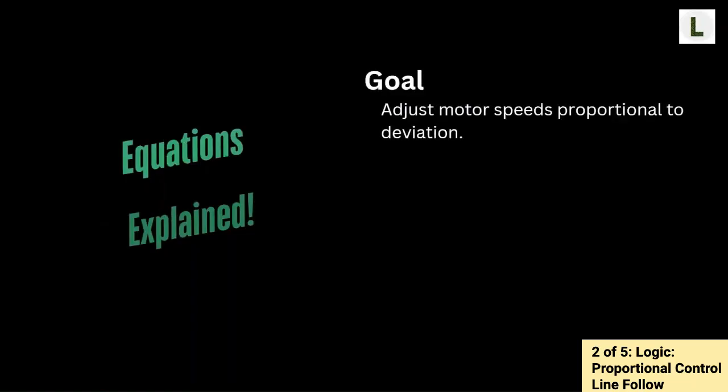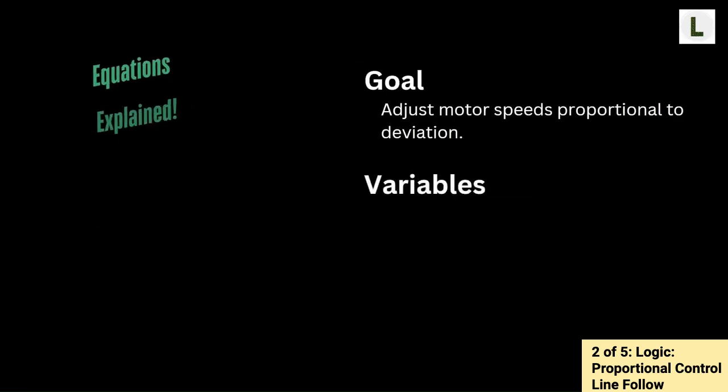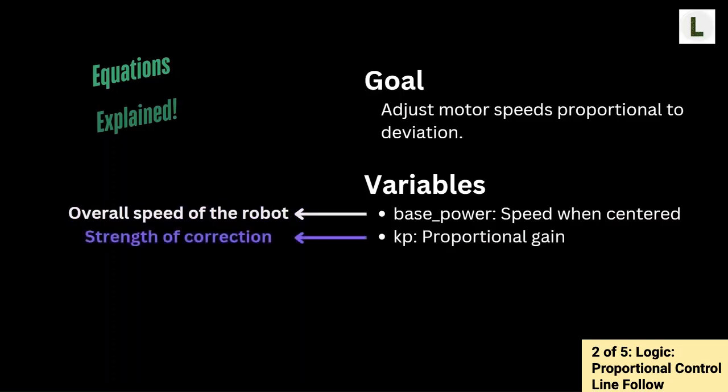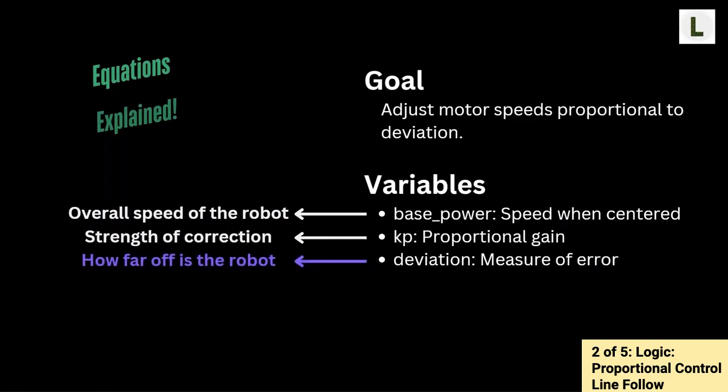Now let's break down the equation for proportional control. Our goal is to adjust the motor speeds based on how far the robot is from the center of the line. Let's first define three variables. First is base power. This is the default speed when the robot is centered and driving straight. Second is Kp. This is called the proportional gain, which is a correction factor. Larger values of Kp mean stronger corrections. Third is deviation. This is provided by the quad RGB sensor and ranges from -100 to +100 and is a measure of how far off the robot is from the center of the line.